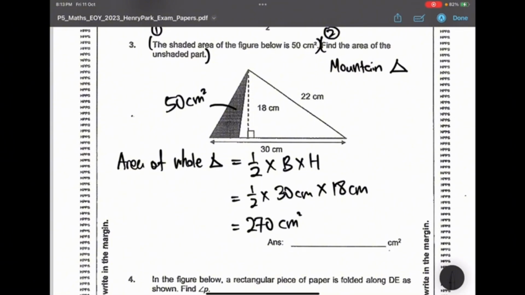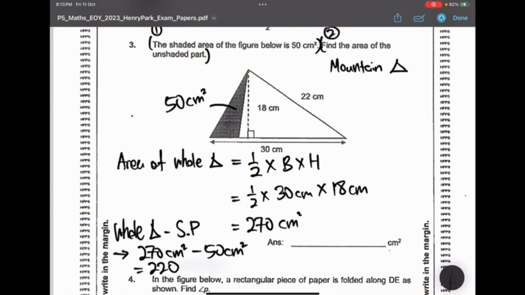Knowing that the shaded part is 50 cm square and the whole triangle is 270 cm square, what I want to do is to take the whole triangle minus the shaded part. Okay, and that would simply be 270 cm square minus 50 cm square, and that would give me an answer of 220 cm square. And this is your answer for question number 3.